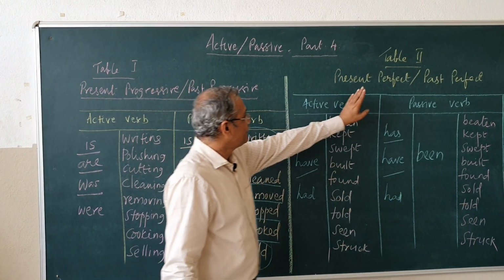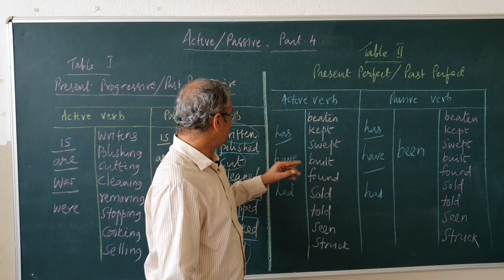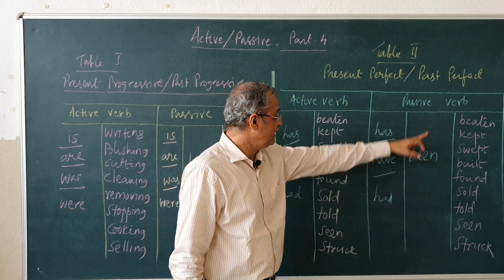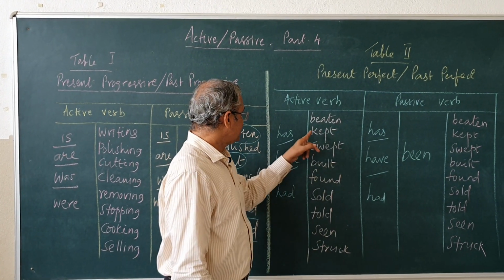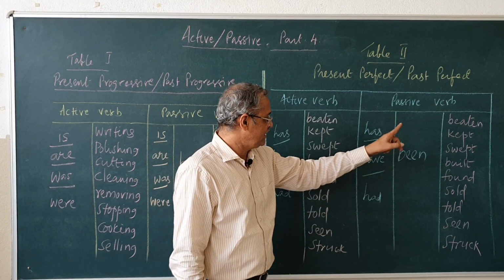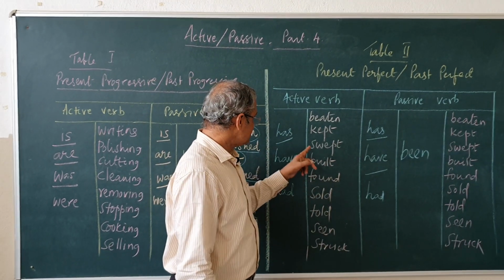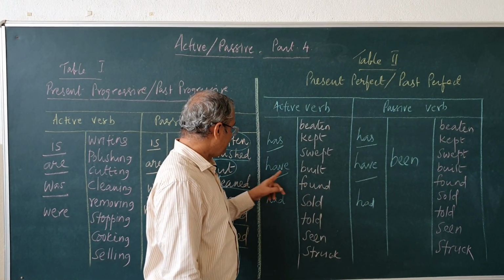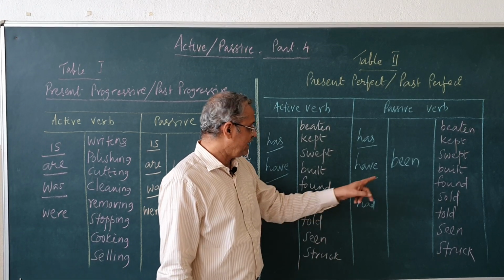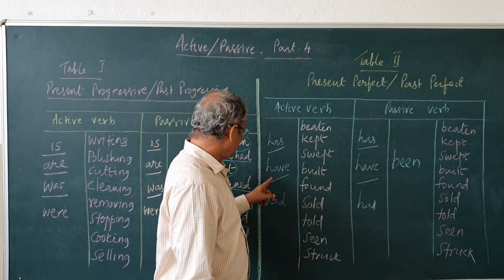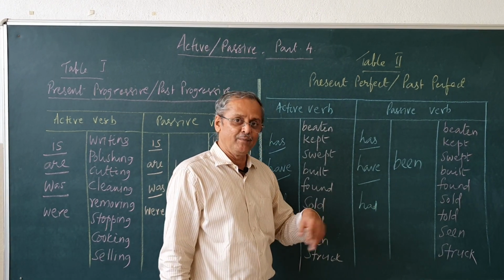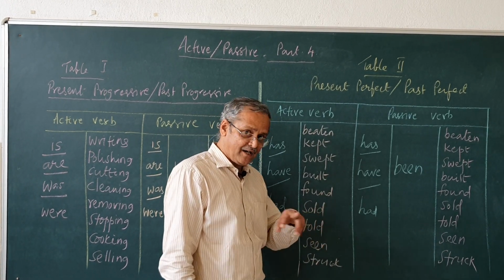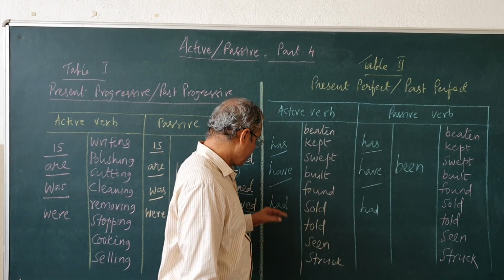Now, let us come to present perfect and past perfect. How is it? He has beaten the dog, the dog has been beaten by him. He has kept the purse, the purse has been kept by him. She has swept the floor, the floor has been swept by her. They have found the money, the money has been found by them. He had sold his house, his house had been sold by him. He had seen her last week, she had been seen by him last week.